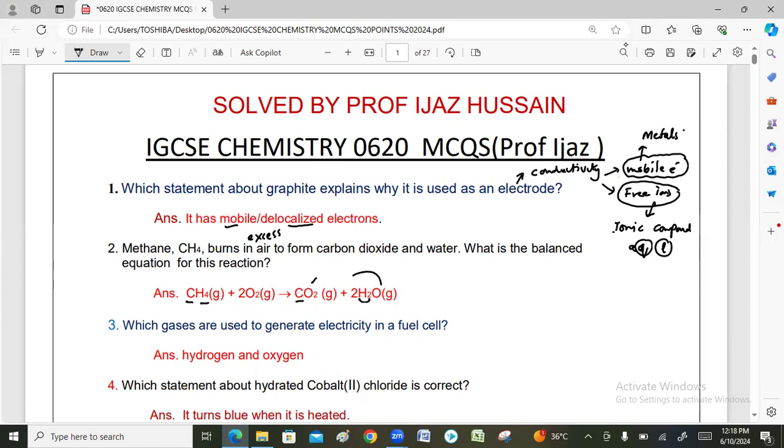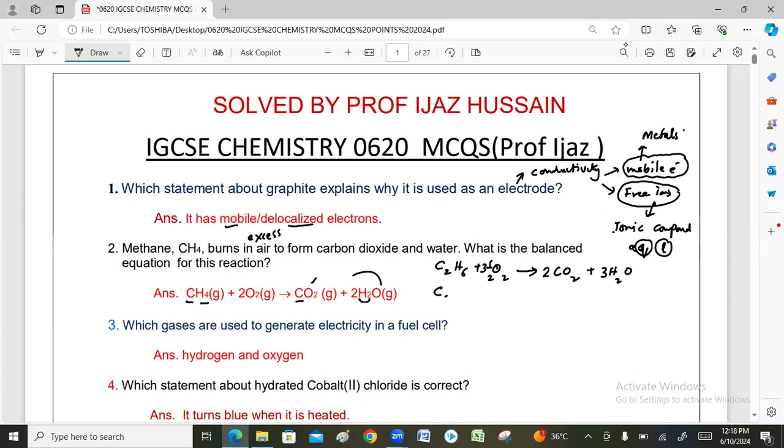If we replace methane with different hydrocarbons like ethane, C2H6, burning in excess oxygen to get carbon dioxide and water, let's balance this chemical equation. First of all, balance the carbon. There are two carbons, so put two here. Six hydrogens, so put three here. Now look at the number of oxygen atoms: four plus three, seven oxygen atoms. So seven by two, or three and a half. So 3.5 times two, seven.